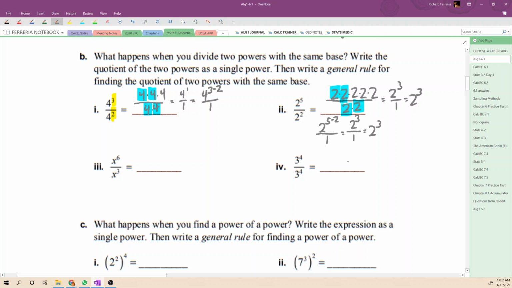So this subtraction seems to be the ticket here. So we'll look at number 3 here. We've got x to the 6th power over x cubed.